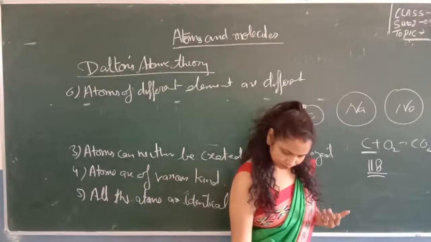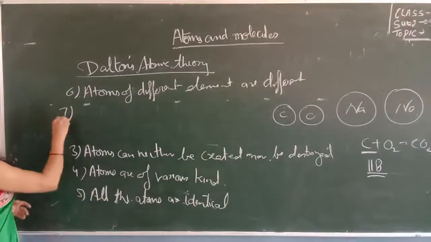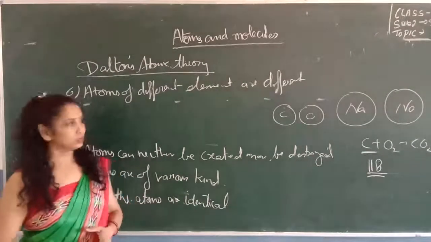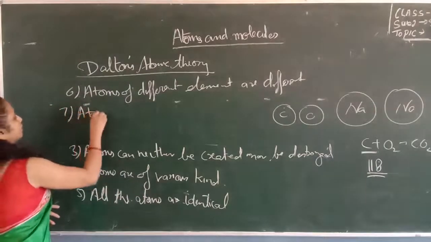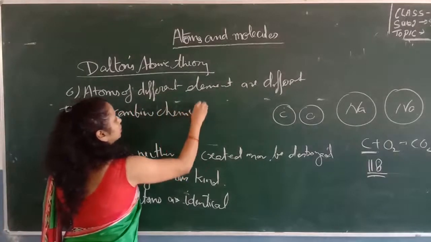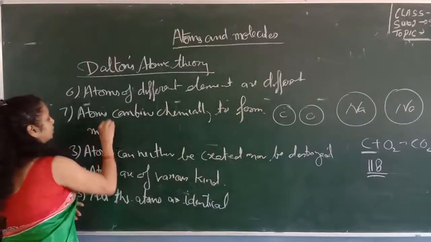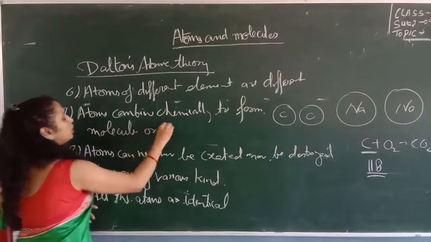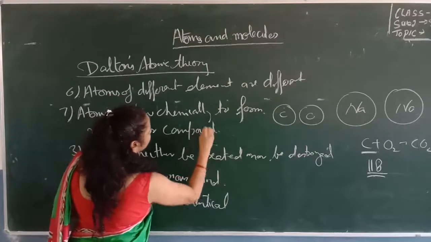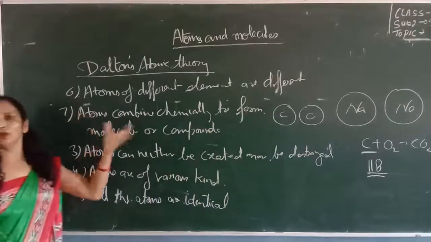Next point: when atoms chemically combine together, they form a molecule or a compound. Atoms combine chemically to form molecules or compounds. So when atoms chemically combine, they form compounds.